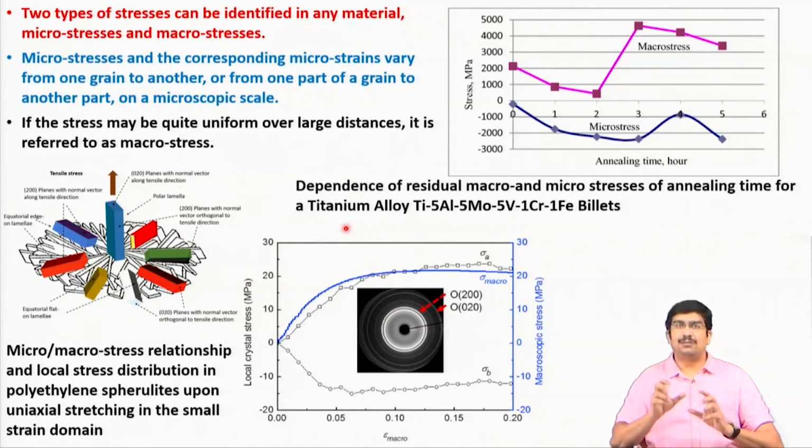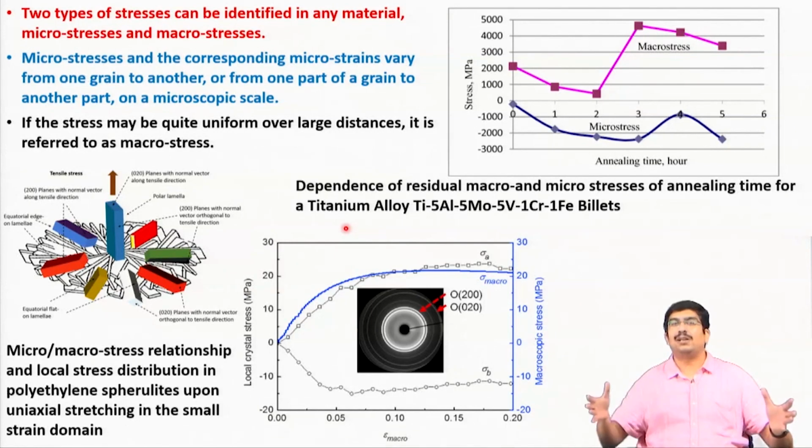Compared to that, the macroscopic stress is basically the stress you are applying on the overall material. So, all the grains collectively together, if they have a quite uniform stress over a larger distance, we can call that a macro stress. Basically, it is the stress you are applying to the material, and the material is showing the effect of the stress over a larger scale.